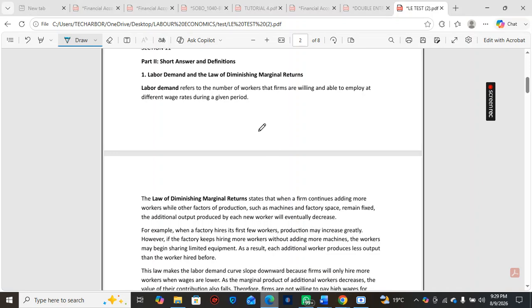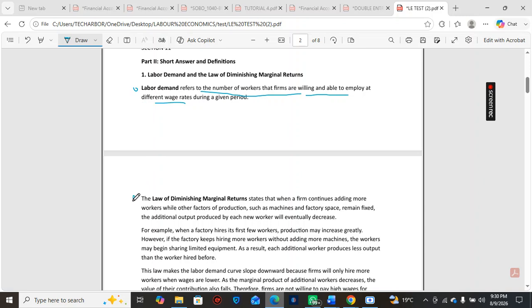So labor demand, as you can read here, refers to the number of workers that firms are willing and able to employ at different wages. If the wage rate goes up, firms will be willing to employ fewer workers because a high wage rate means more labor costs. If the wage rate goes down, firms are going to be willing to hire more workers because of lower wage costs. So that's the demand for labor.